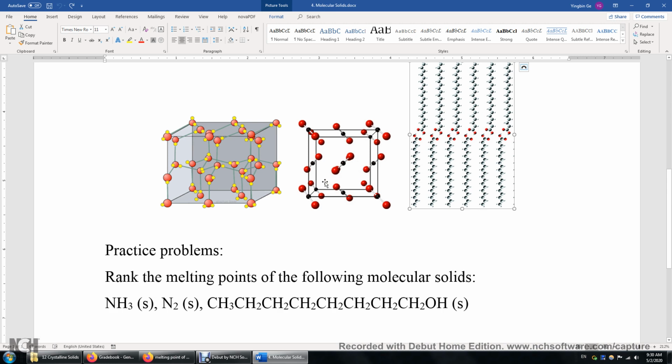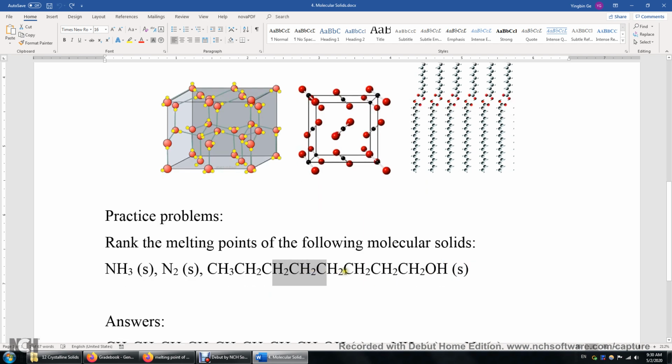Now I'm going to ask you to solve this problem. Let's rank the melting point of the following molecular solids: ammonia, nitrogen, and this one, which contains 8 carbon atoms, right? And this is the OH functional group. So this is octenol. It's similar to an alcohol, but it has more carbon atoms. And this is a linear carbon chain to ensure the maximum contact between two neighboring octenol molecules.